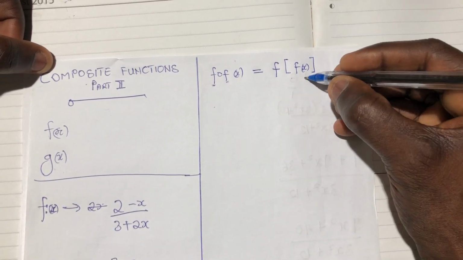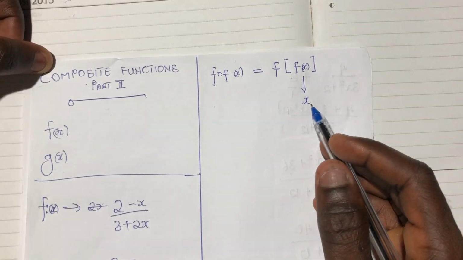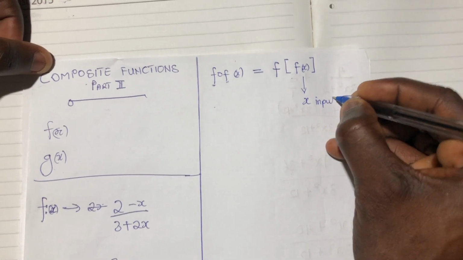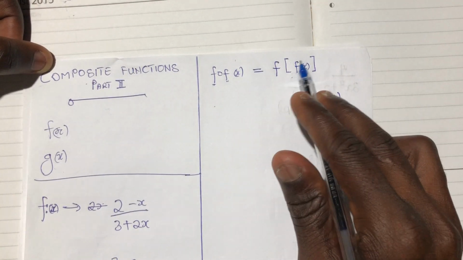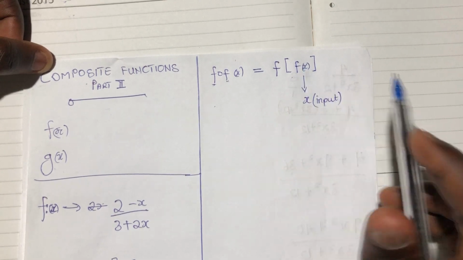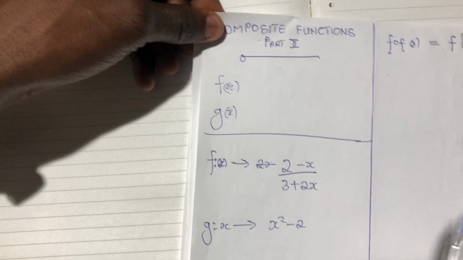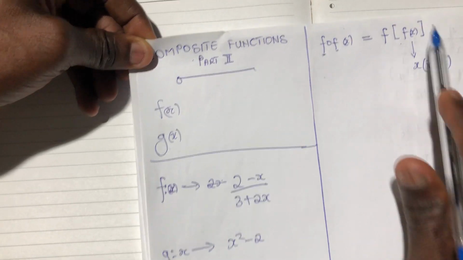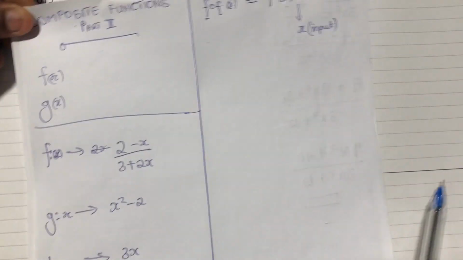We learned that everything inside the bracket here is an x, and some people also call it an input. So we can see x, we can also see an input, and what this means is that in the function f of x here, which is equal to 2 minus x, wherever we see x, we substitute what? f of x, and f of x is the same function. That is what it means.